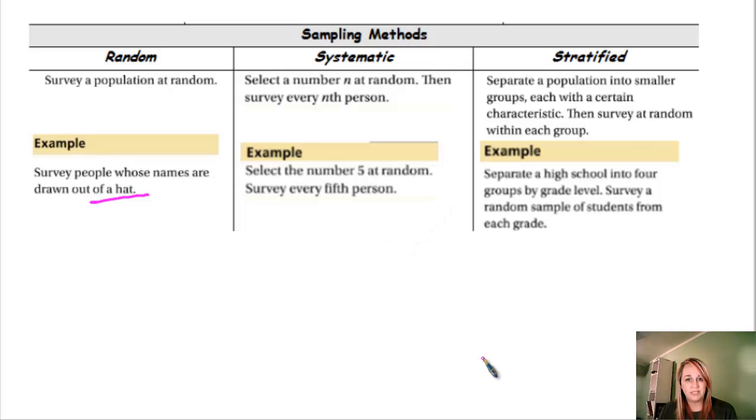In a stratified sample, you're going to separate a population into smaller groups and then survey that group at random. Here's what I mean. If you separate a high school into 4 groups by grade level, and then you survey a random sampling in each grade level, that's called stratified. So you take the whole population, you break them into some kind of organized groups by some characteristic, like grade level or a particular neighborhood. And then within that smaller group, you just randomly sample them. That's stratified.